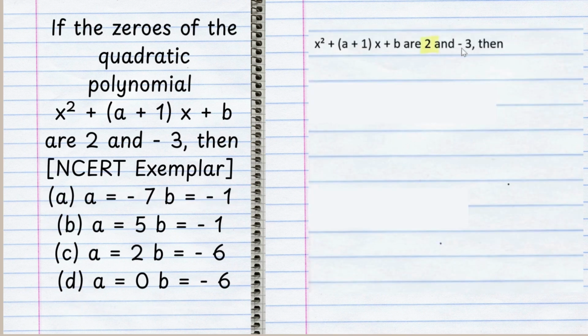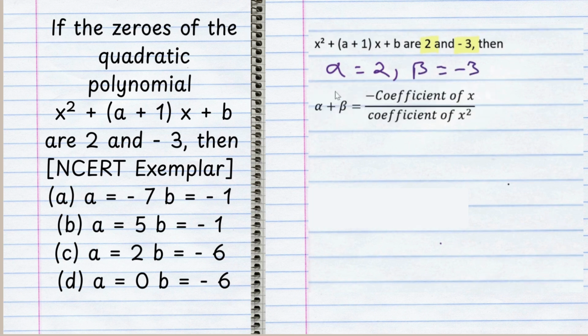So in this question, we are given the two zeros as 2 and minus 3. Let's say I take the two zeros as alpha and beta, with alpha as 2 and beta as minus 3. We have a relation: the sum of the zeros is equal to the negative coefficient of x divided by the coefficient of x squared. So what is alpha plus beta? This is 2 minus 3, which is minus 1 in this case, which is equal to negative coefficient of x.